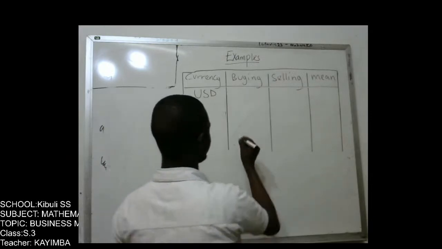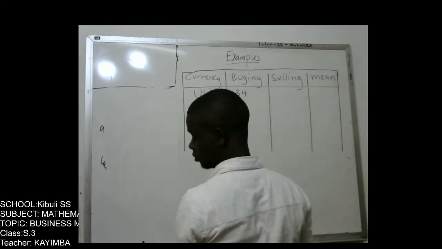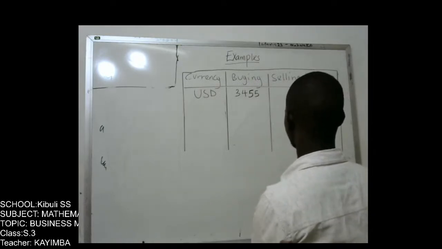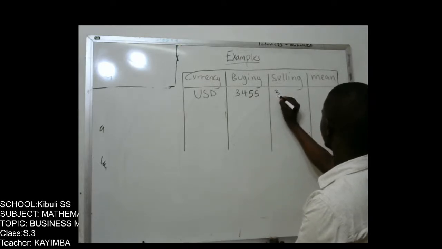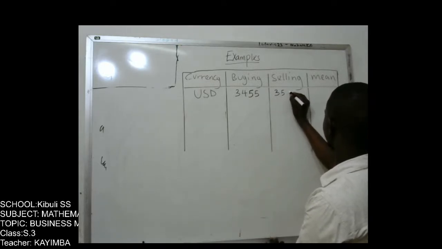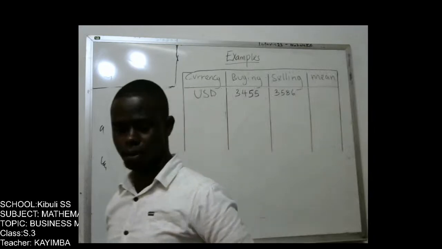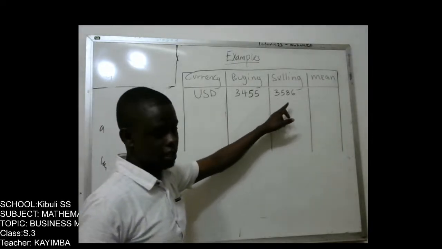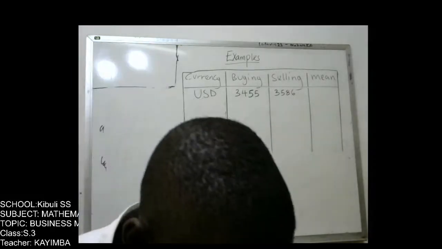So this is the dollar. The buying is 3, can you give me the price? 3, 4, 5, 5, yeah? 3,455. Then they said it at how much? 3,586. So how do you think I'm going to establish the mean? What am I going to do to get the mean of these? I add these two and divide by 2. So if you add this and then divide by 2, what do you get?